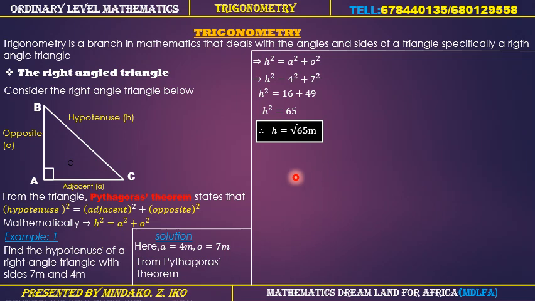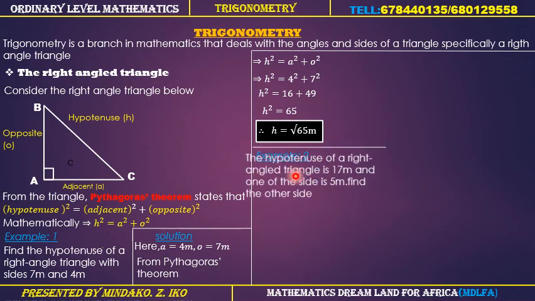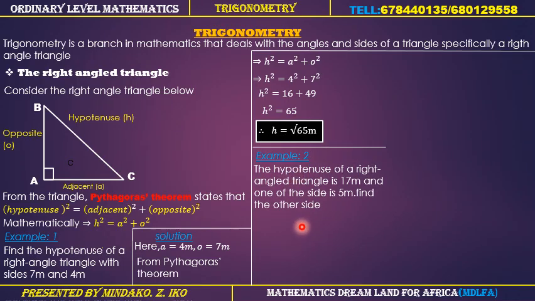So that is the hypotenuse that they have asked for in the equation. Okay, so let's move to example 2. Example 2: the hypotenuse of a right angled triangle is 17 meters and one of the sides is 5 meters. Find the other side.